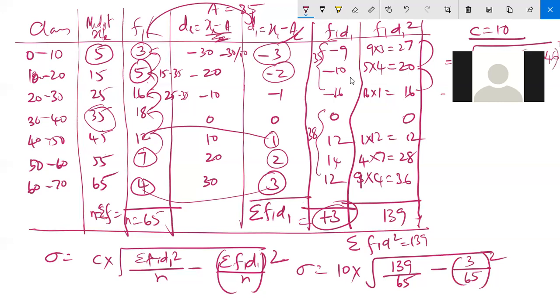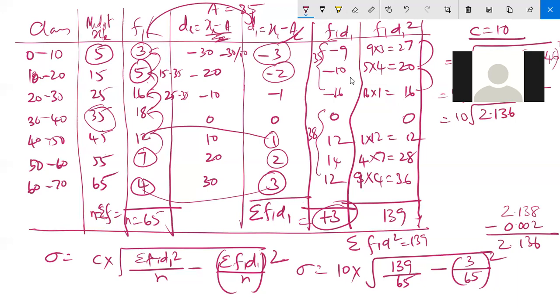Squared. That is 10 into root of 2.138 minus 0.046 squared. 0.046 into 0.046 will give you 0.002. So 2.138 minus 0.002 will be 2.136. So 10 into root of 2.136. How much is root of 2.136?